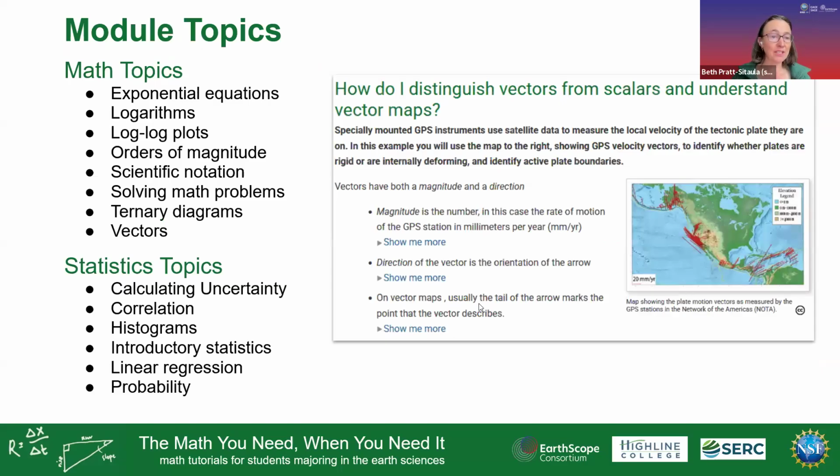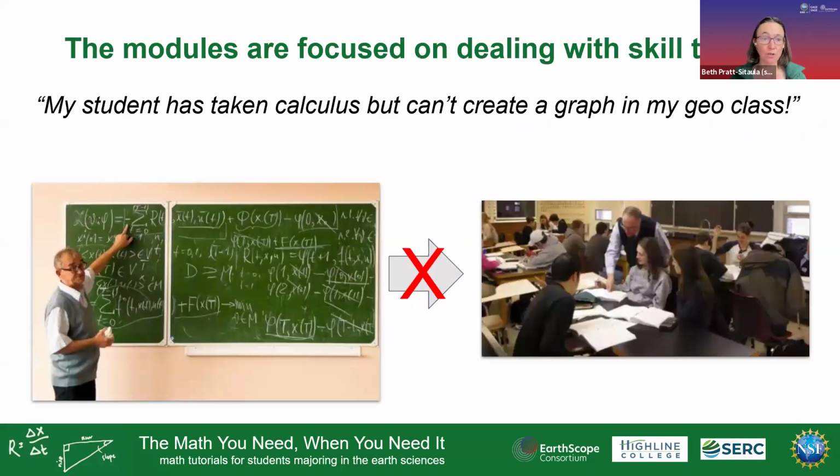We have 8 math topics that range from exponential equations, log plots, ternary diagrams, vectors, things like that, things that come up in geoscience, and core statistics topics from introductory statistics: uncertainty, histograms, regression, probability. So this is the collection of skills that were really selected by geoscience and environmental science users.